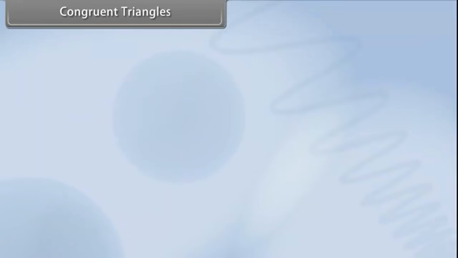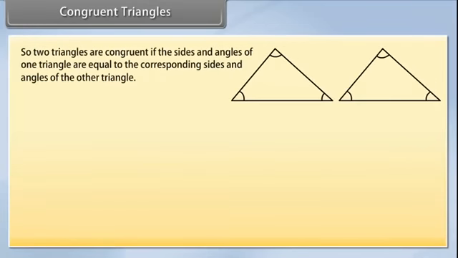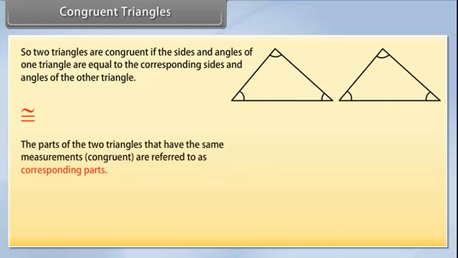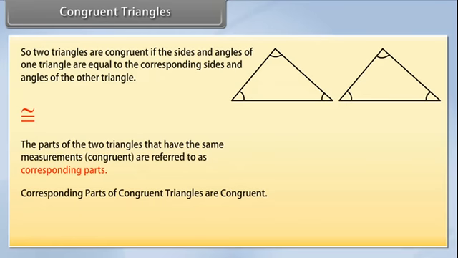Congruent triangles. Two triangles are congruent if the sides and angles of one triangle are equal to the corresponding sides and angles of the other triangle. This is the sign of congruency. The parts of the two triangles that have the same measurements, congruent, are referred to as corresponding parts. This means that corresponding parts of congruent triangles are congruent. In short form, we write it as CPCT.